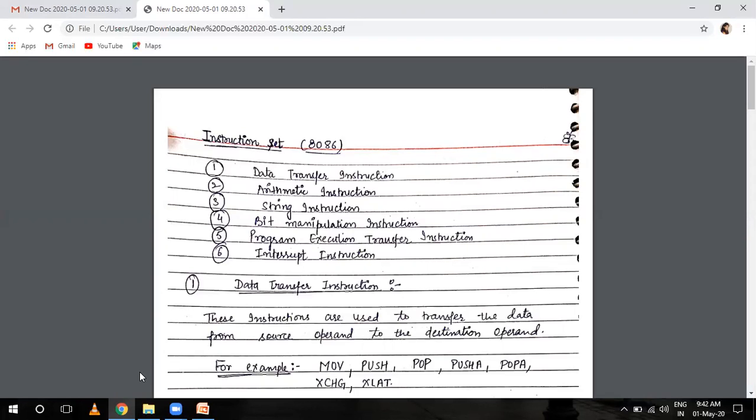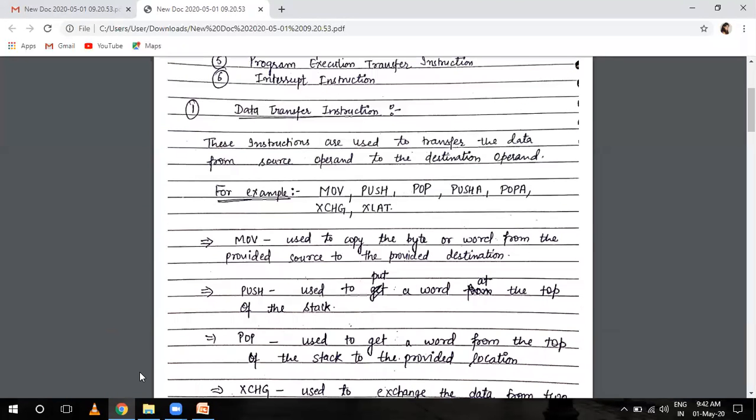The first instruction type is data transfer instructions. Basically, these instructions are used to transfer data from a source operand to a destination operand. That means in data transfer instructions we move, transfer, or copy the data from one source to a destination. For example, MOV, PUSH, POP, PUSHA, PUSHF, POPA, POPF, XCHG, XLAT. XCHG means exchange, and XLAT means translate.